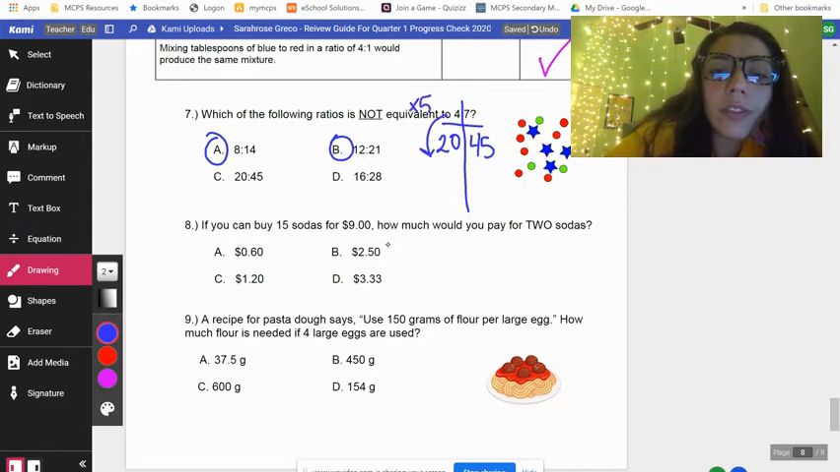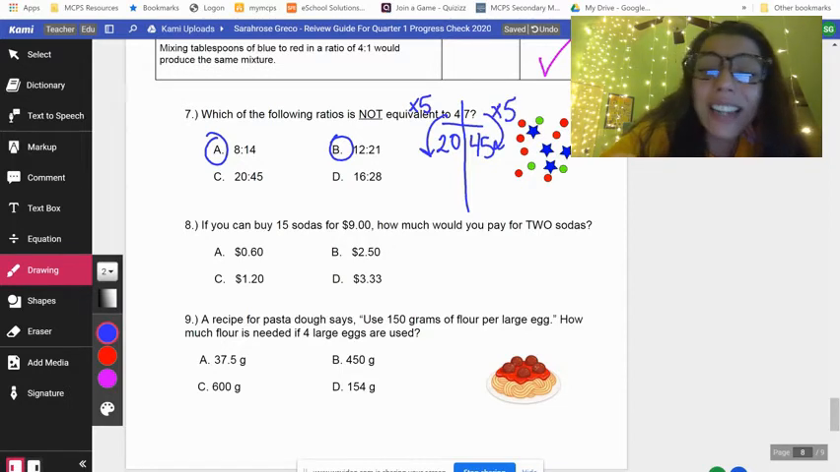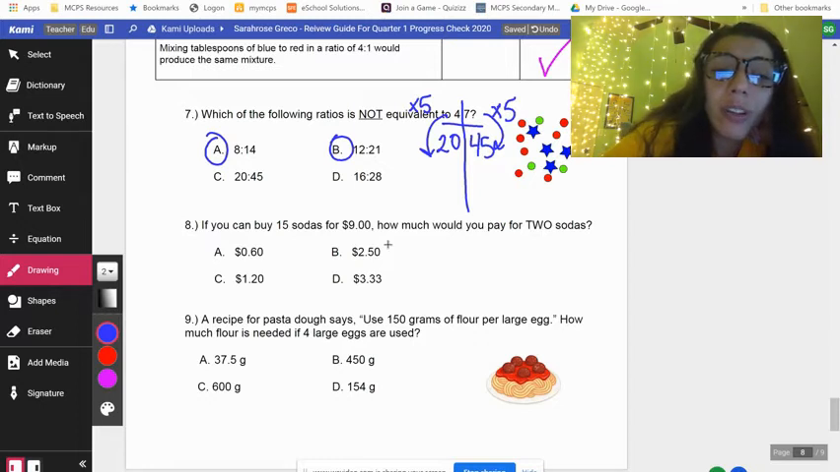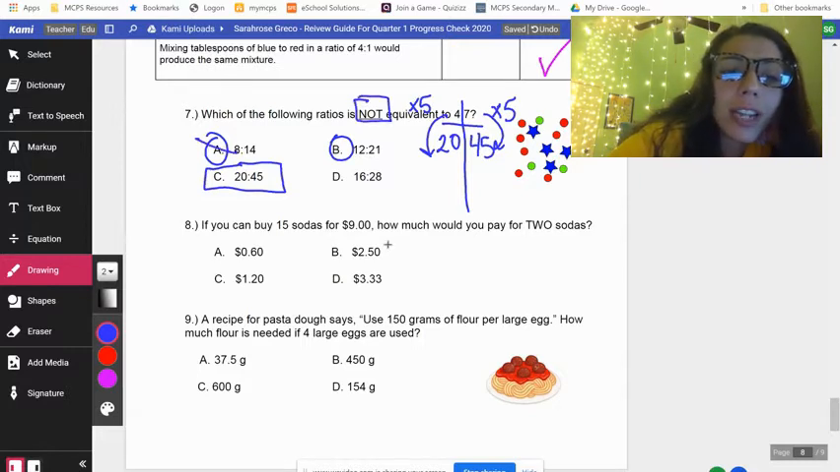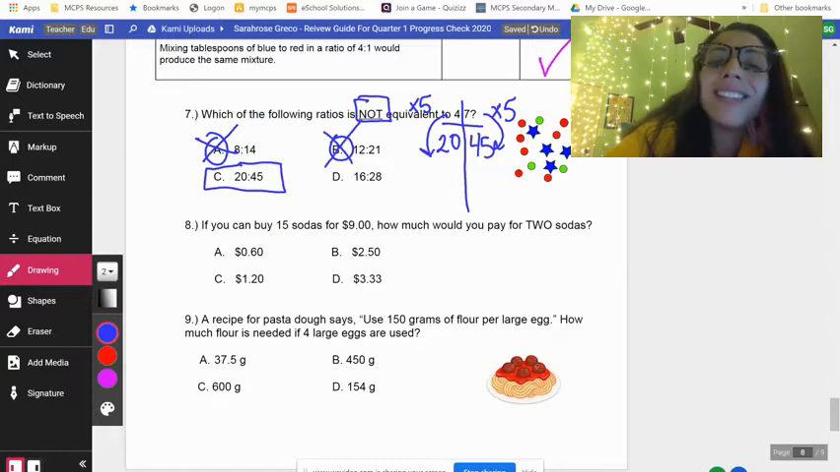I know 4 times 5 is 20. Okay, so that means I have to do 7 times 5. And 7 times 5 is not 45. So C does not work. And actually, they asked for what is not equivalent, and I should have crossed out my answers. A was equivalent, B was equivalent, but C was not equivalent. So C is the answer.